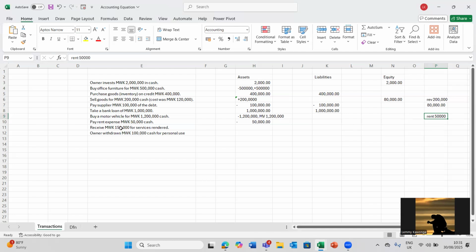Okay, let me finish first. We receive 150,000 for services rendered. So for services rendered, if we receive 150,000, it means our assets, that is our cash, will increase. Our cash is our asset. And then the other one will be service revenue. That one will also increase by how much? 150,000.